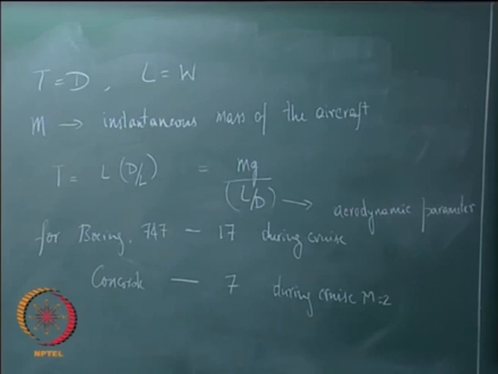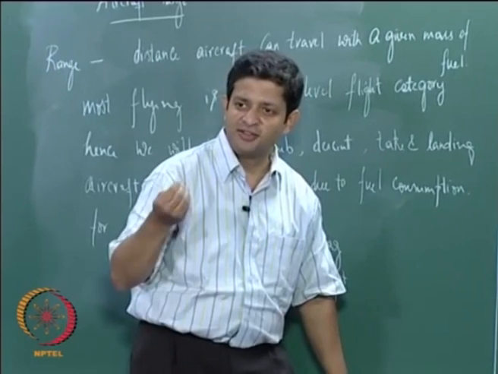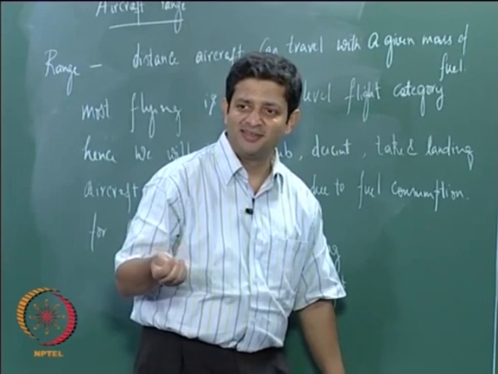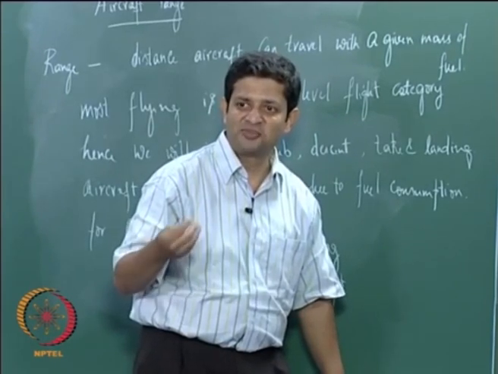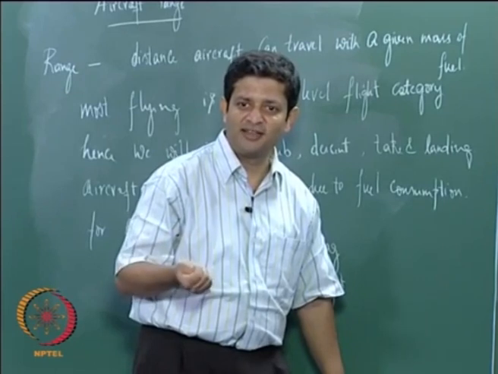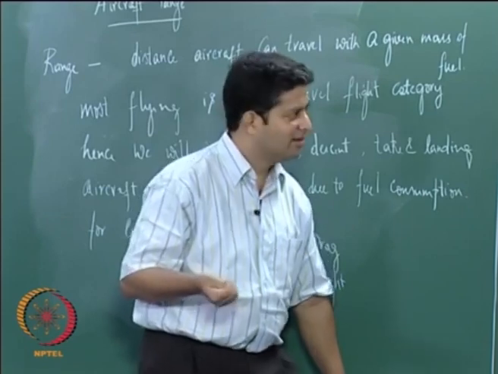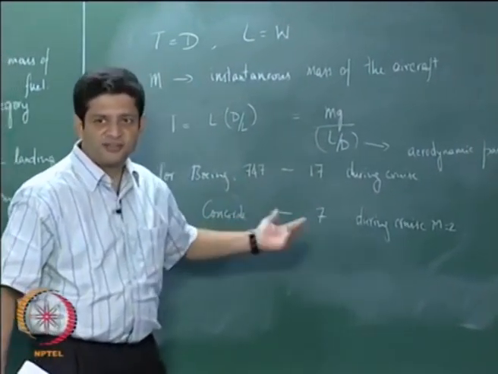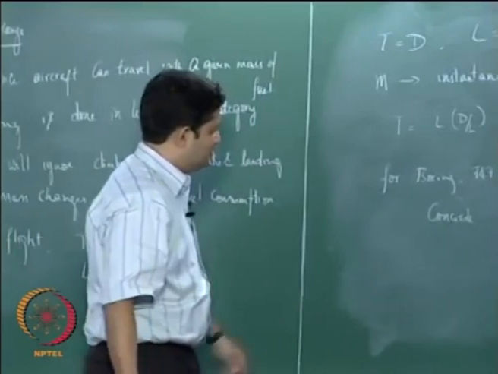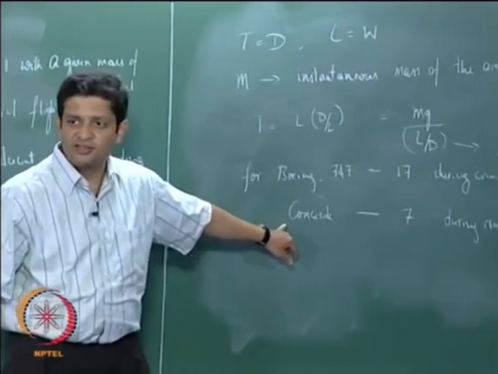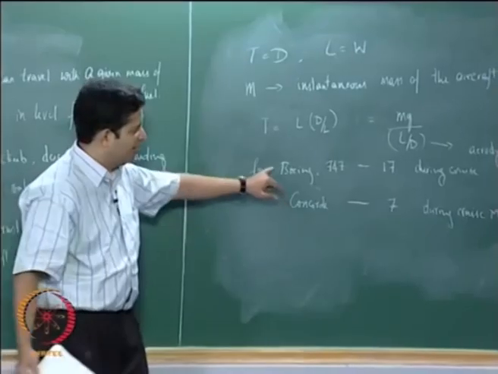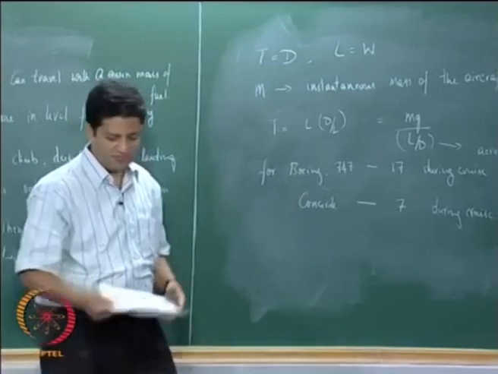So which is better, a larger value of L by D or a smaller value of L by D? Which is preferable? Yes, a larger value of L by D is preferable because then you would have to spend less fuel. Which is why Concordes are very expensive, right. L by D is small, so you can afford it only because the fare is large.